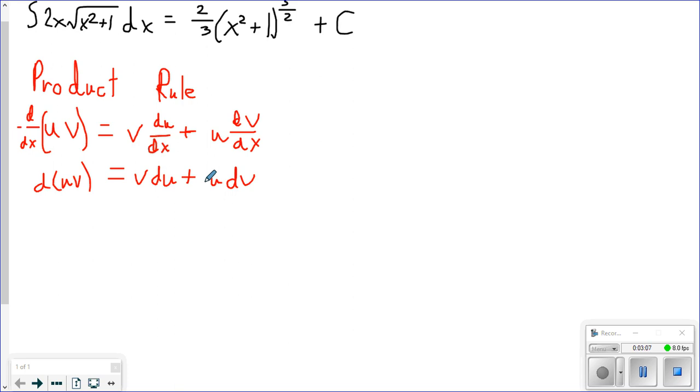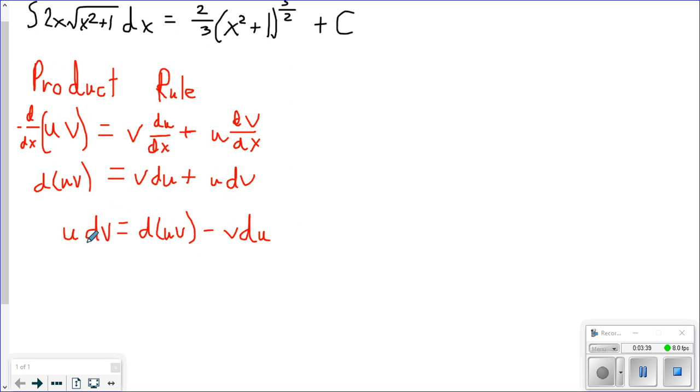All right, so what do I want to do? I'm going to manipulate this. I'm going to solve this equation for u dv. So I'll say u dv, so some function times the differential of the other function, is going to equal d of uv, oops, that would be a minus v du. Right, so we've got that.